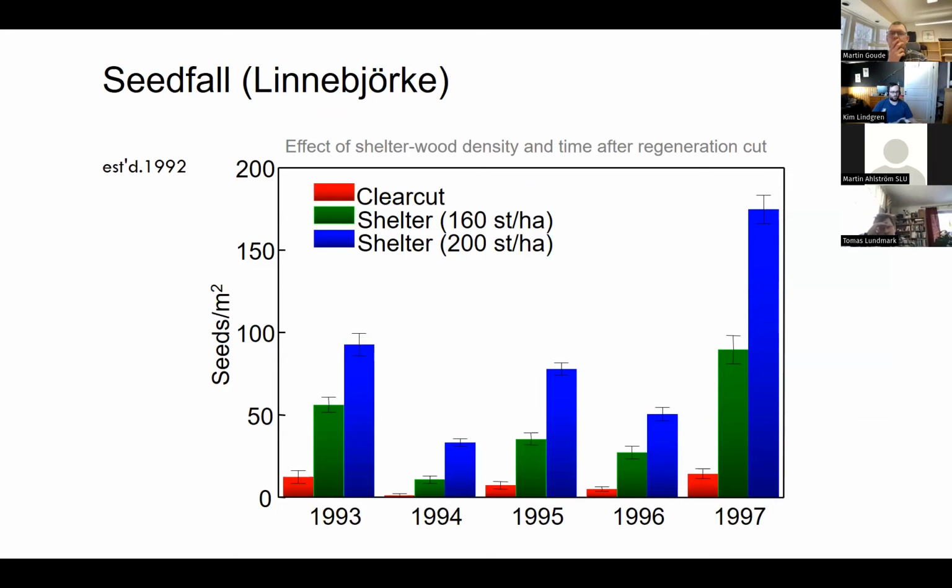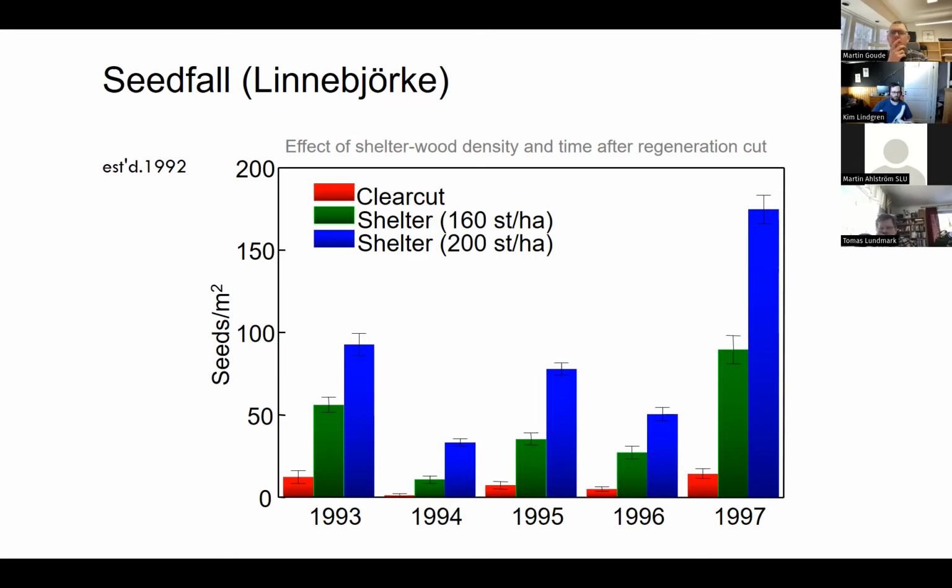So these are results from Lineberg, which is quite a similar experiment in terms of design and the whole idea. What you see on that graph is actually seed fall. On the y-axis, you have the number of seeds per square meter, and on the x-axis, you have different years. That particular experiment was established in 1992, but as you can see, rich seed fall occurred in 1997. And you might wonder why that happened.